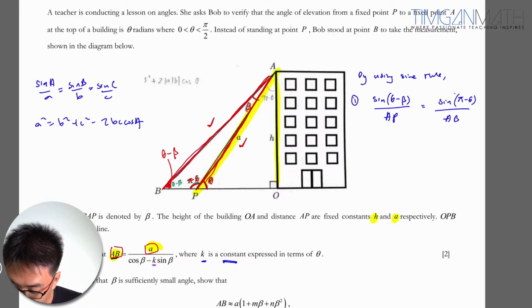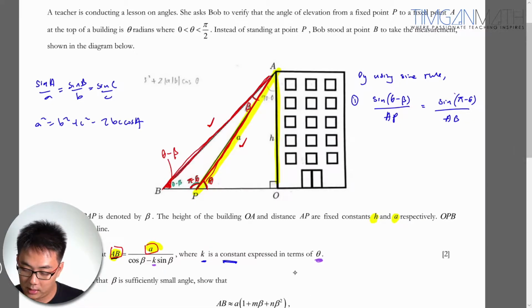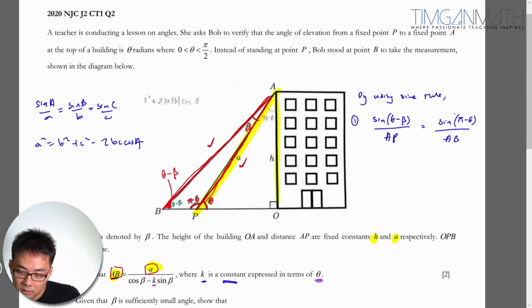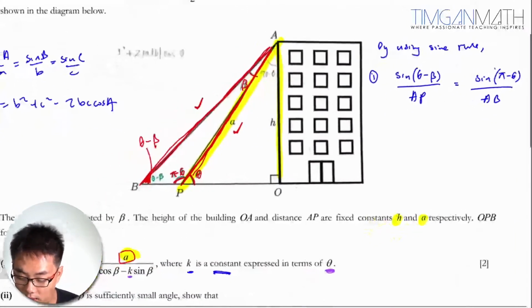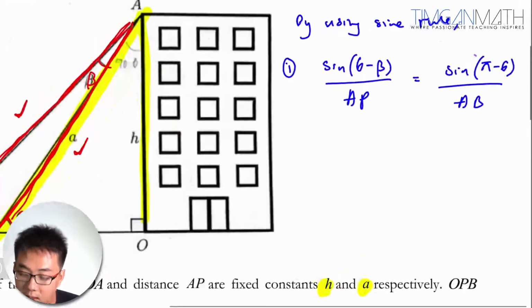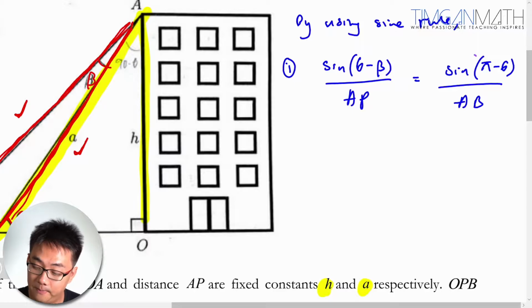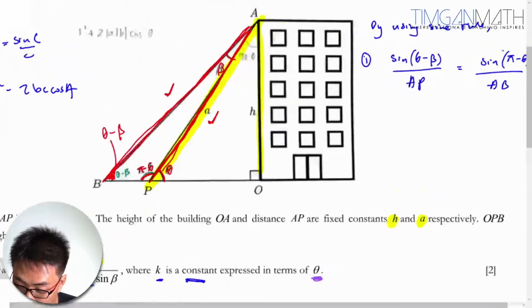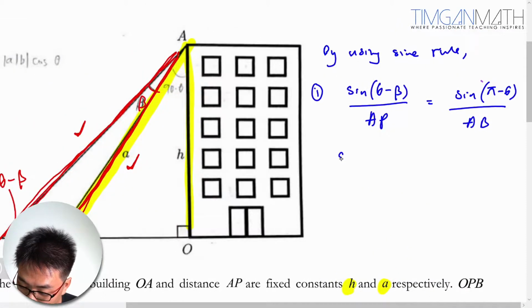There's no fixed angle. Oh yeah, okay. Theta, k is a constant expressed in theta, but theta is not fixed, right? Okay, doesn't matter. So k is in terms of theta. So beta is supposedly the variable. So this will be sine theta cosine beta minus cosine theta sine beta.